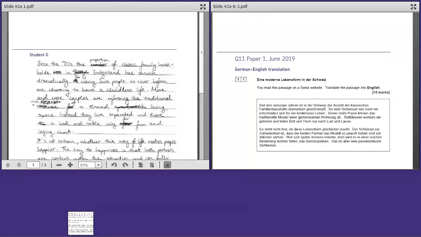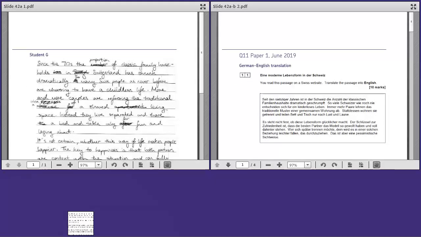So in box 2, Anzahl was wrongly translated. Box 4, so Muster was wrongly translated, and nach Lust und Laune in box 9.